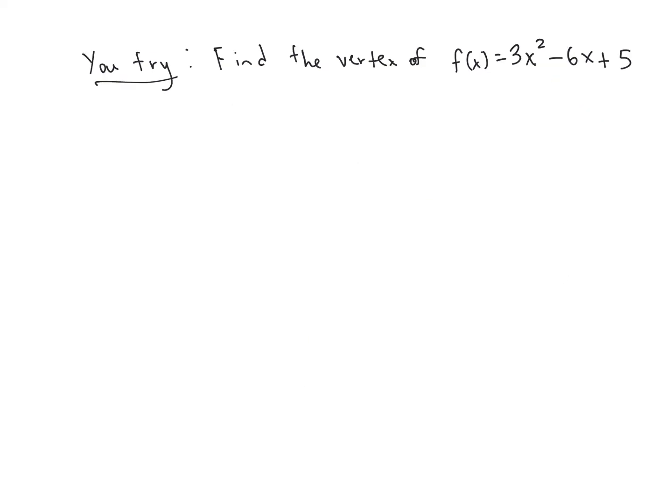All right, you go ahead and try this one. You're going to find the vertex of f of x equals 3x squared minus 6x plus 5. Let's go ahead and work that out again. We're using the formula x equals negative b divided by 2 times a. Go ahead and work that one out and enter your answer for the vertex, the point x comma y, when you're ready.